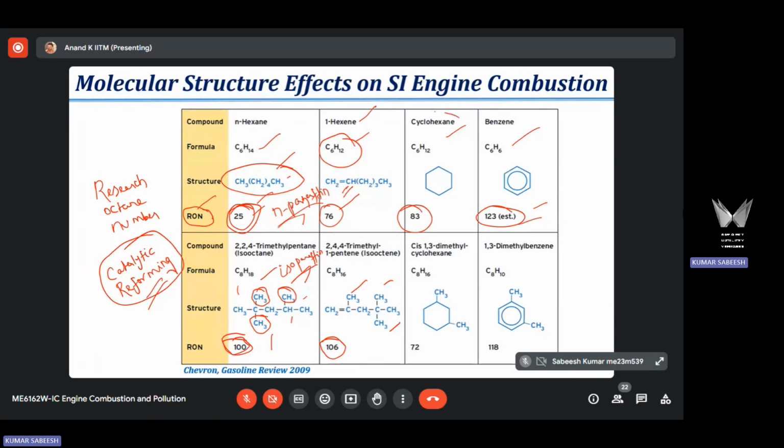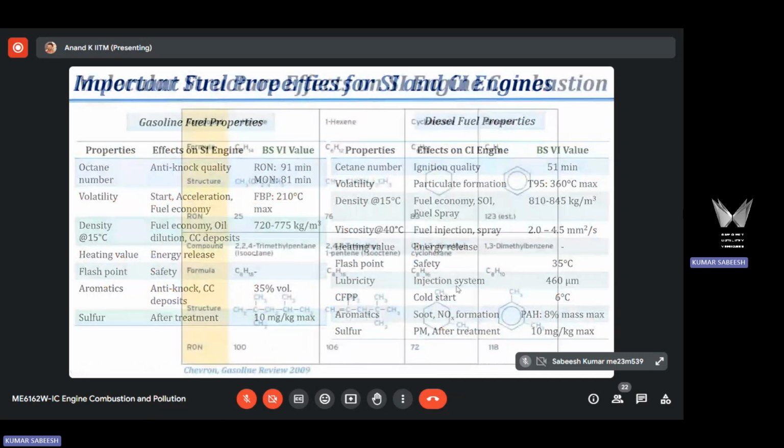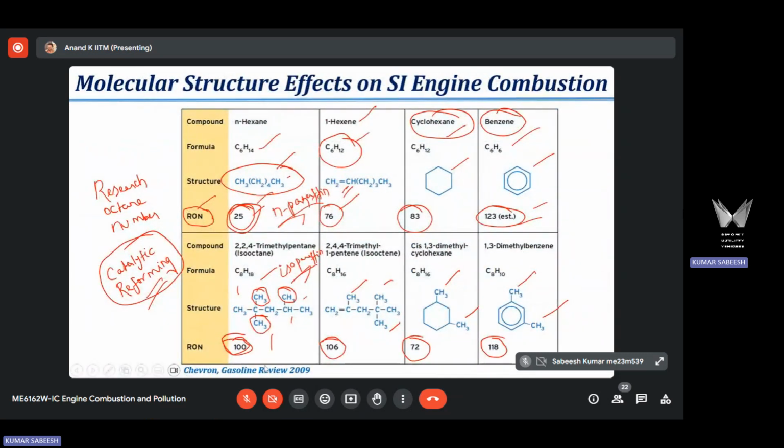Now look at case 3, cyclohexane, which is a cycloparaffin class. Here you are adding 2 methyl groups. What is happening to the octane number? From 83, it has dropped to 72. Again, the fourth one, benzene, which is an aromatic class, a ring with double bonds. By adding 2 methyl groups, the octane number drops from 123 to 118. So for case 3 and case 4, there is a drop in octane number. For case 1 and case 2, there is an increase in octane number.